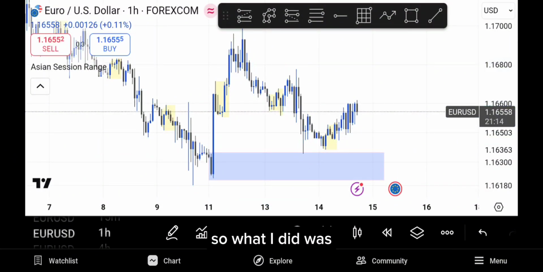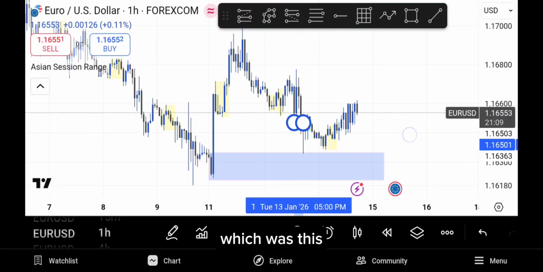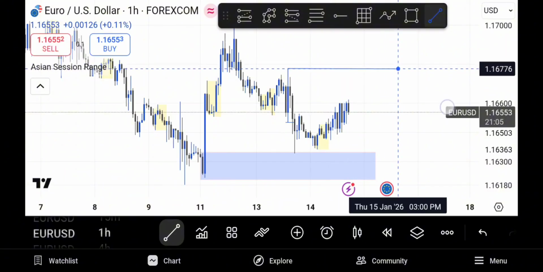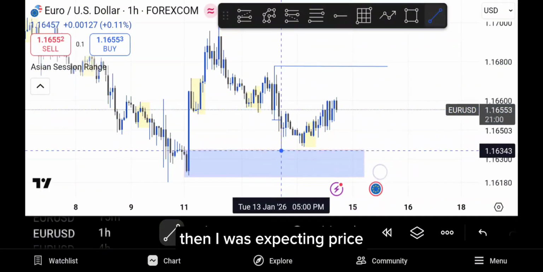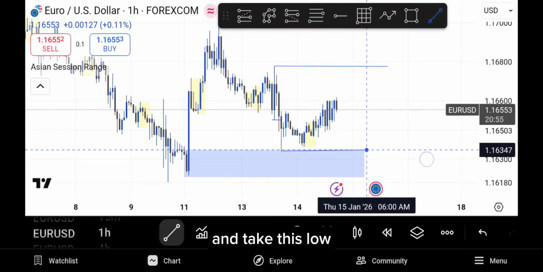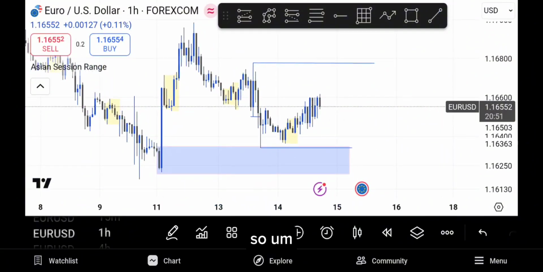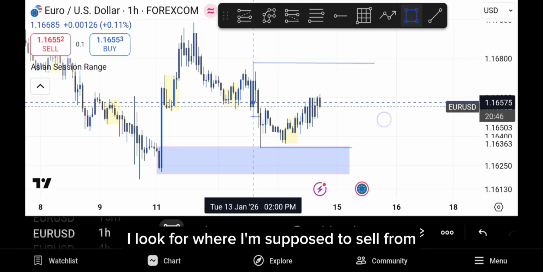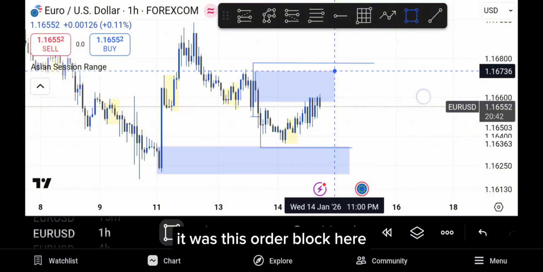So what I did was I drew my last internal break of structure, which was this, which was this and this. Then I was expecting price to still come down here and take this low here. So I looked for where I'm supposed to sell from, which is my point of interest. Where I will look to sell is this order block here.